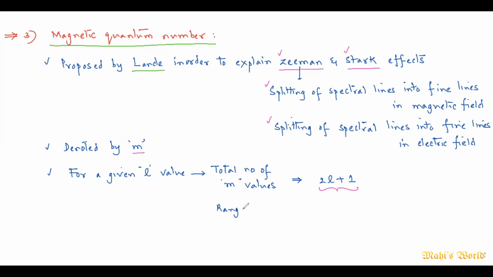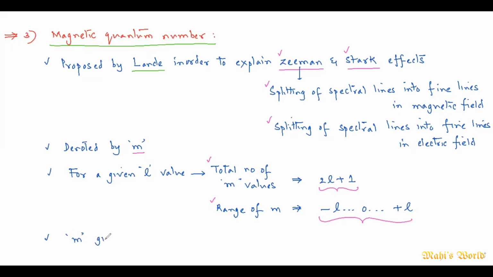And let me also say that the range of m is, of course, minus L via 0 to plus L. In fact, it can also be given as plus L, exactly opposite, plus L via 0 to minus L. Generally, people follow this. So this is the range of m. We'll discuss about this in detail later. For a given value of L, the total number of m values can be given as 2L plus 1. And the range of m can be given as minus L via 0 to plus L. Now coming to the use of magnetic quantum number.